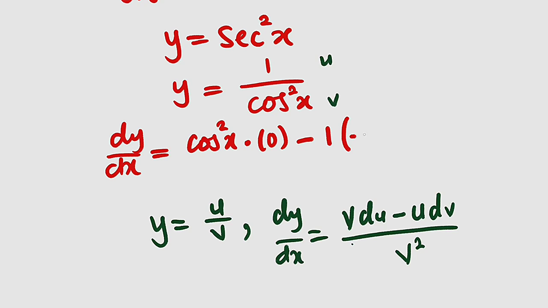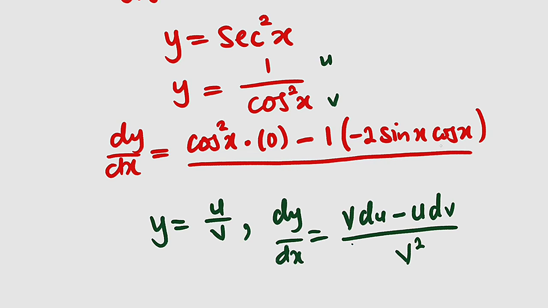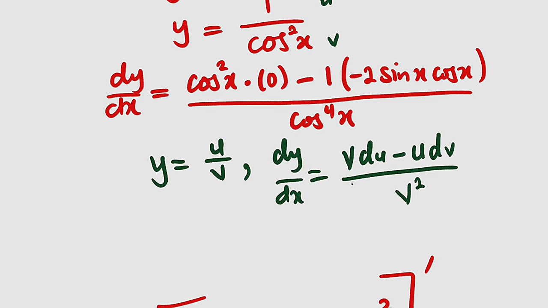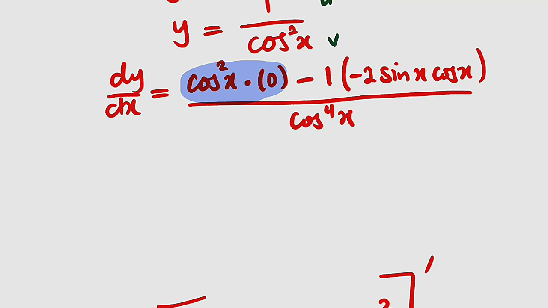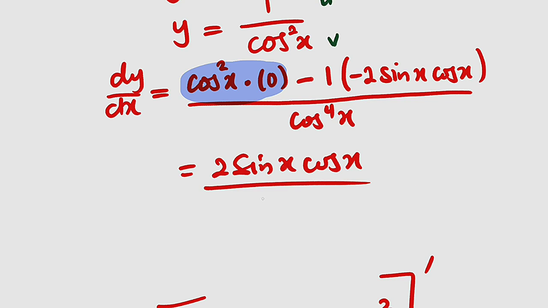So we have negative 2 sine x cosine x. Then divide by the bottom squared. Already it has a power of 2. Once you square that, it becomes 4. So this is cosine 4th of x. Let me delete this. You can see the whole of this will be 0, and this minus times this will become plus, right? So this is equal to 2 sine x cosine x divided by cosine 4th of x.